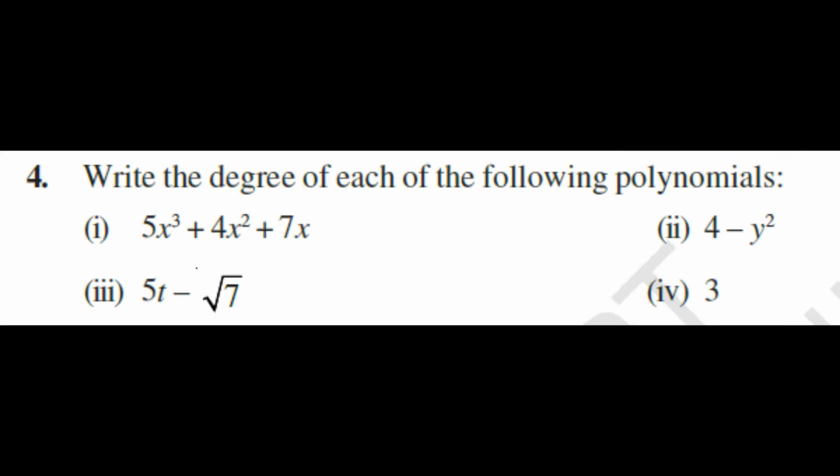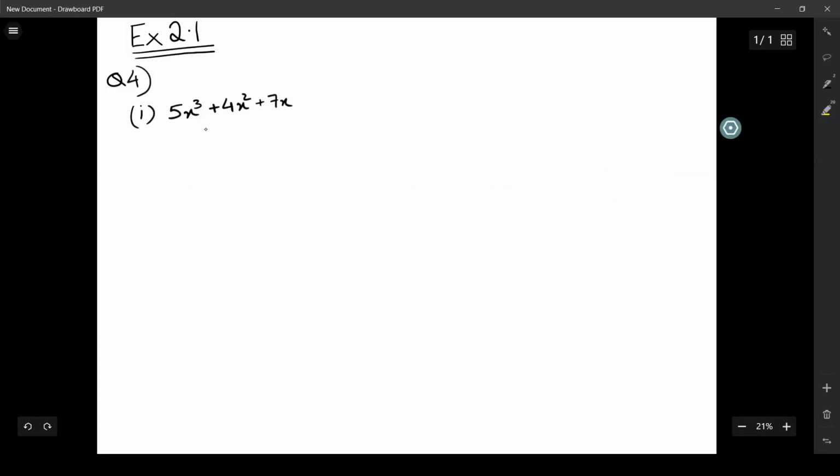Question number 4 of this exercise is asking us to write the degree of each of the following polynomials. As we recall, the degree of a polynomial is the highest power of the variable in the expression. The first part is 5x cubed plus 4x square plus 7x. Here we can see the variable x has the highest power as 3 in the first term over here, which makes the degree as 3.